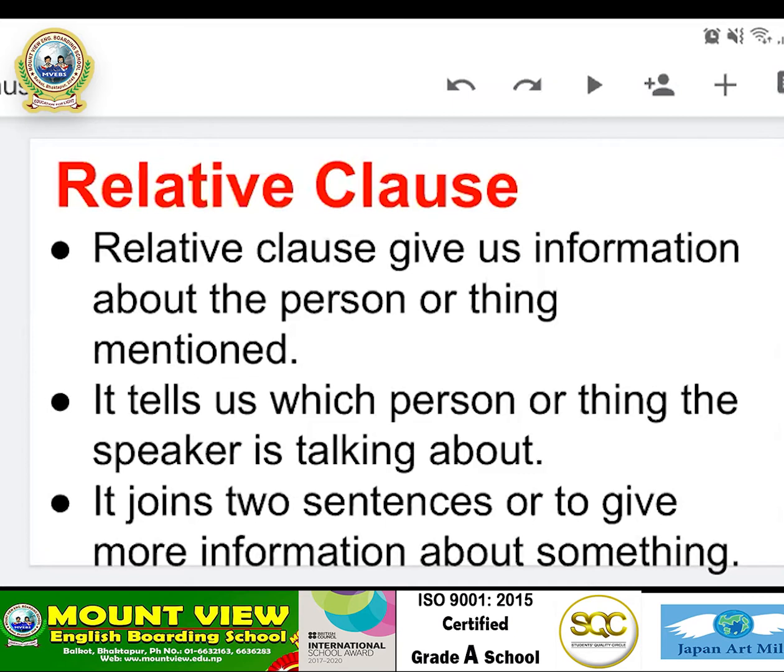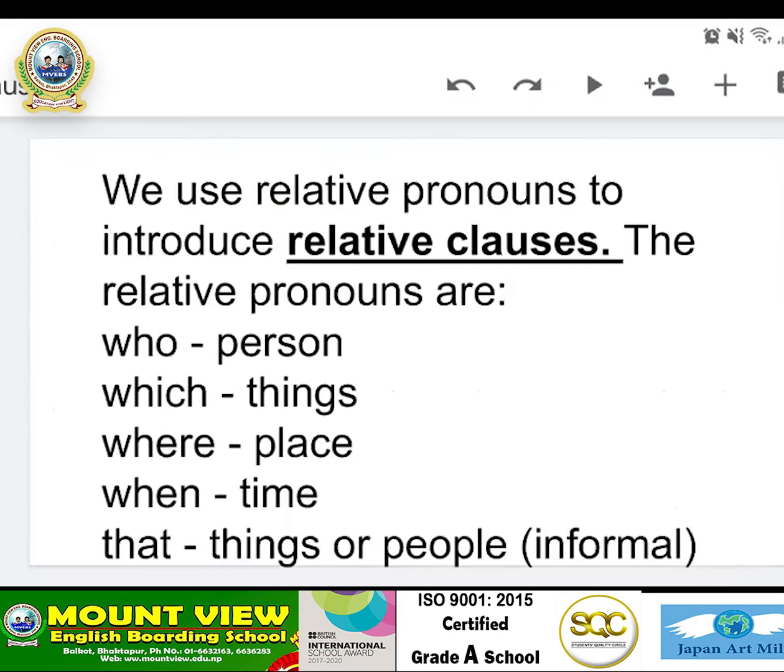That means because of who, you get extra information about a person. It tells us which person or thing the speaker is talking about. Clear on this one? Next, it uses two sentences to give more information about something. Just now I gave an example. There are two sentences. You have to join those two sentences with the help of a relative clause. So let's see what the relative clauses are here.